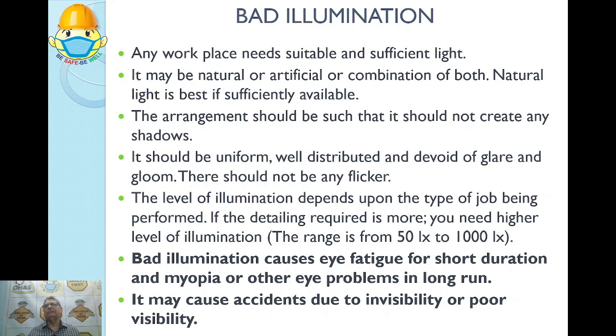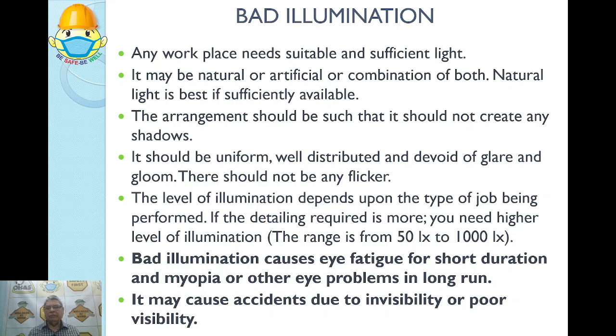At the workplace, the lights should be arranged in such a manner that there are no shadows. It should be uniform, well distributed and devoid of glare and gloom. Very important, light should be distributed uniformly and there should not be glare. You can understand the meaning of glare and gloom, that is darkness. At some places there are dark areas, at some places there is more illumination, or reflection coming from some object, and so glare is created. And very importantly, there should not be any flicker in the light.